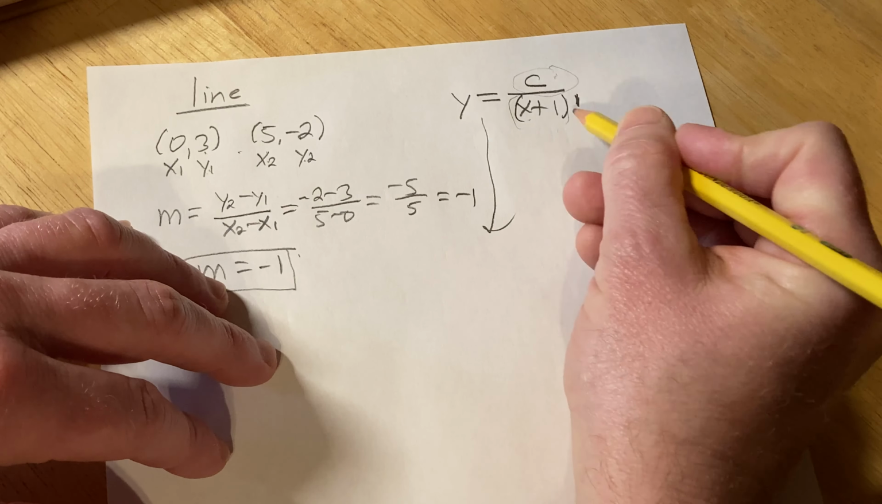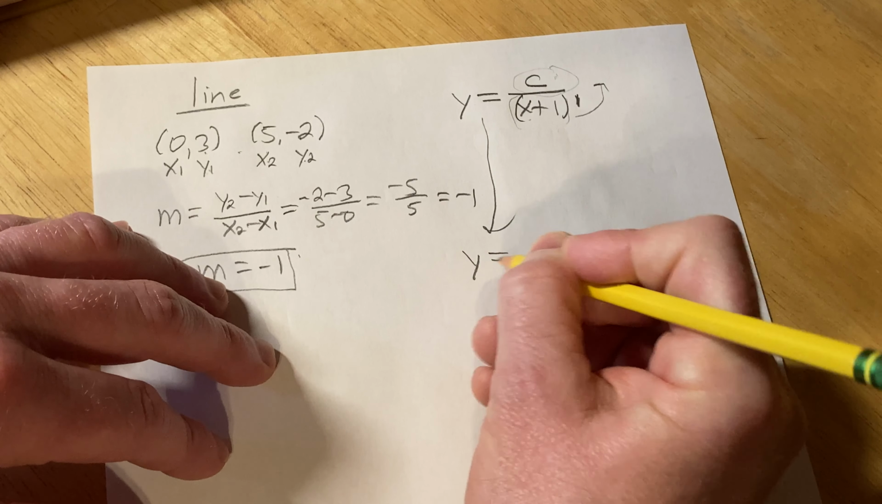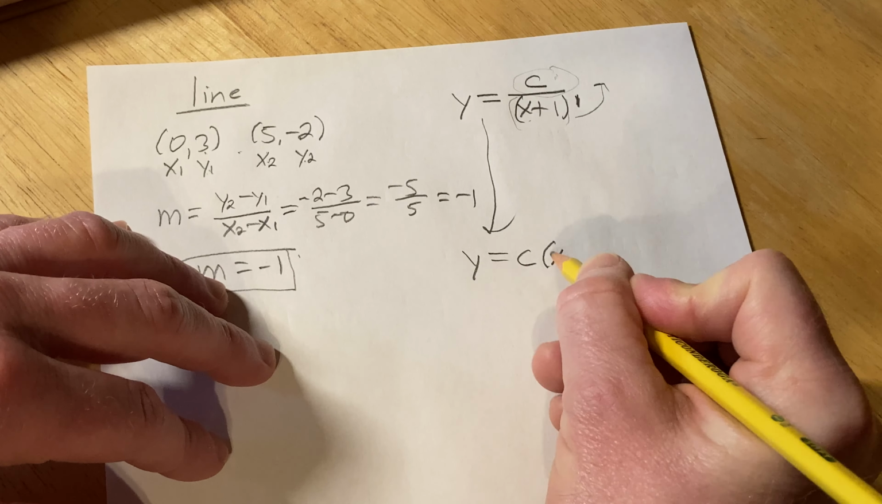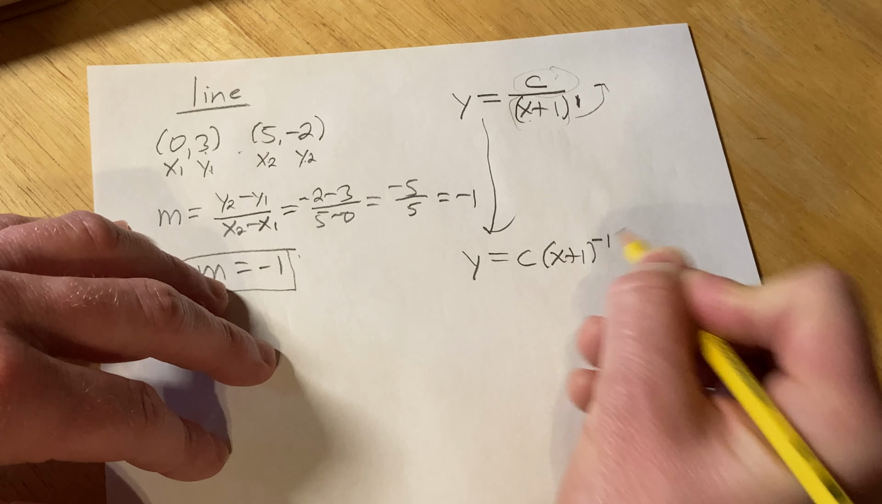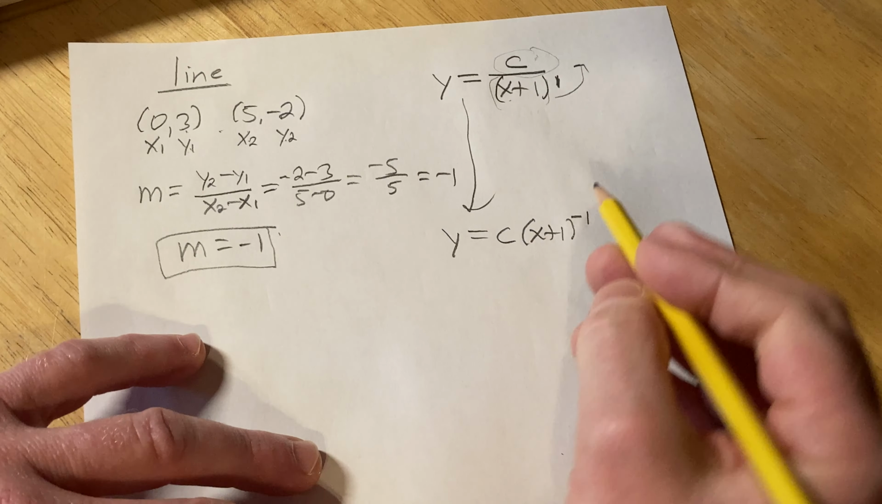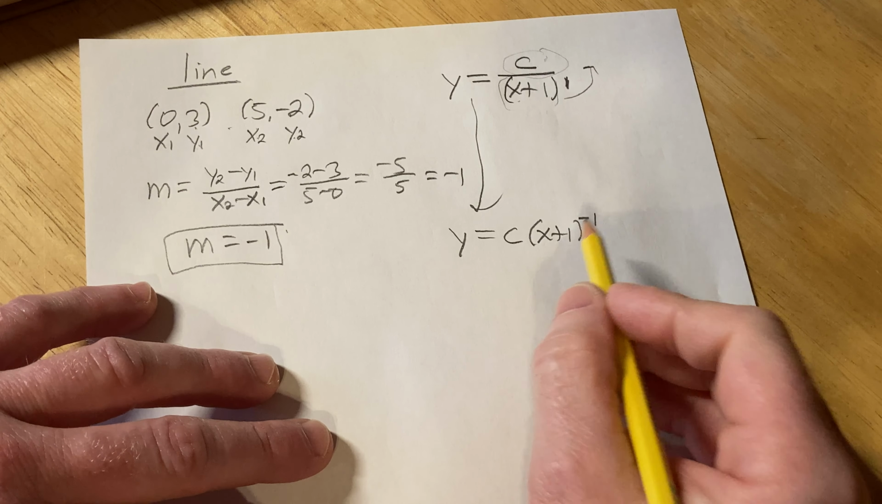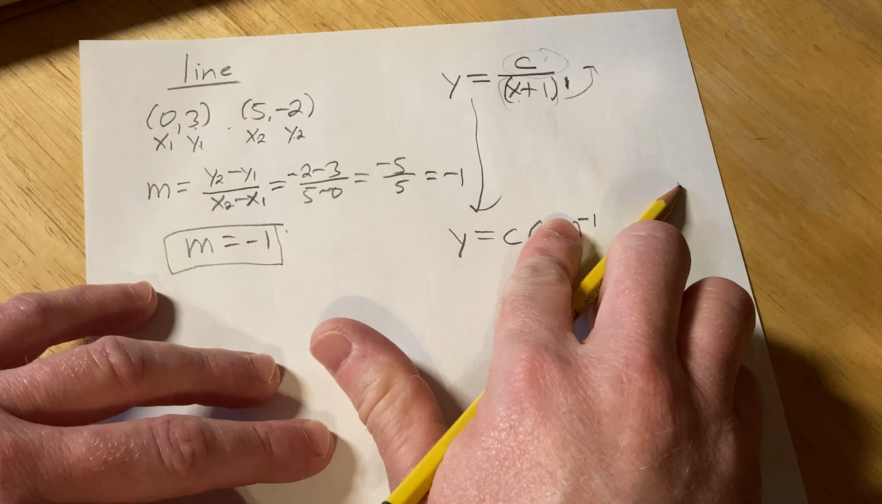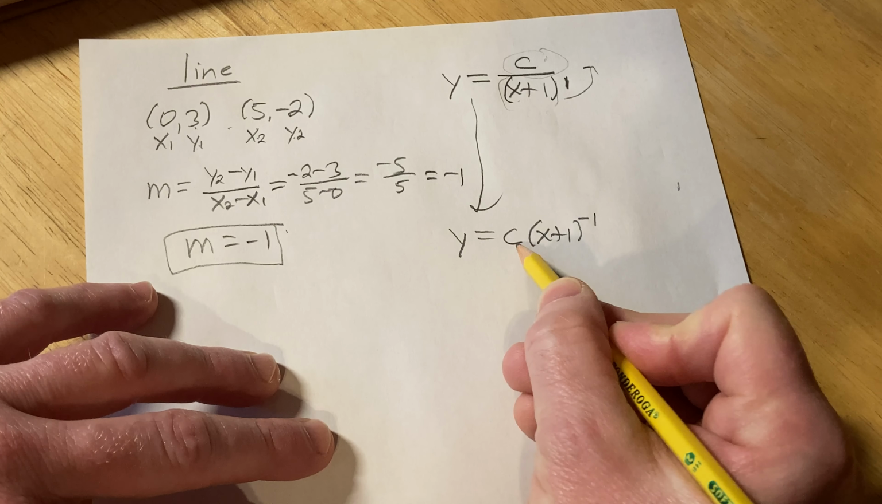So when we bring it upstairs, this becomes y equals c parentheses x plus 1 to the -1, right? It's pretty cool. So now we can take the derivative and use the chain rule. So we have something to a power. The c is a constant, so it hangs out.